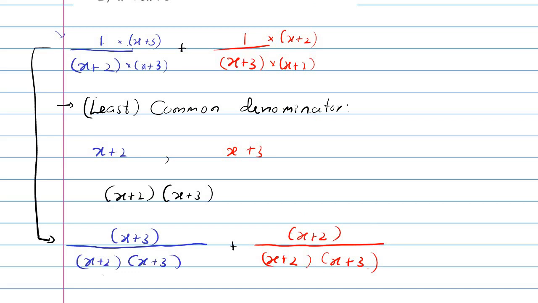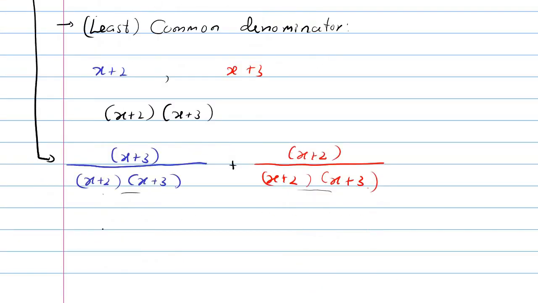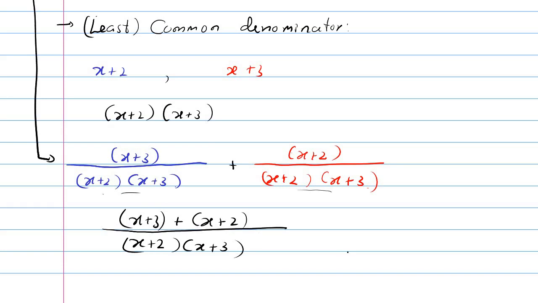Okay, so now the two fractions are really nice. We have two matching denominators. The denominator on the blue fraction and the denominator on the red fraction are the same, right? So now we are good to add them together. We can write the common denominator together, which is x plus 2 and x plus 3 over here. Now what happens with the numerators? You just add them together because you have x plus 3 plus x plus 2.